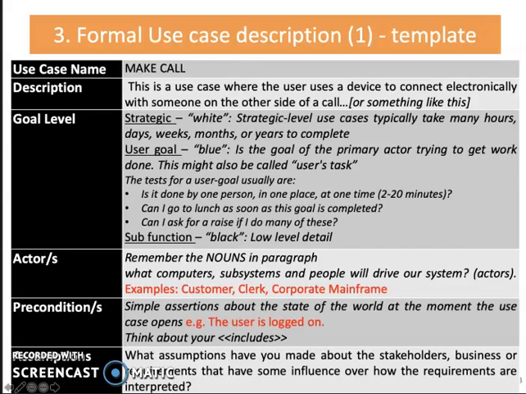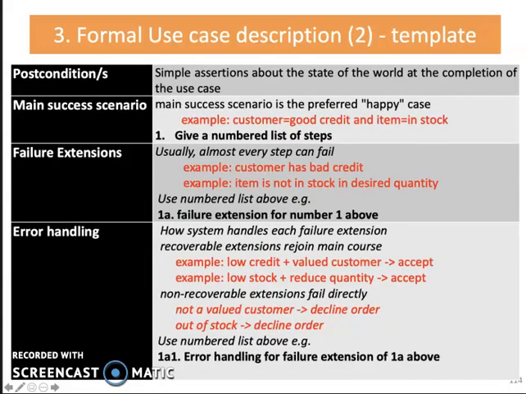So looking at the template again, you would need to indicate for make a call what level is the goal. You won't write all three, you will choose and you will say which one it is. Then you need to write the actors, then you need to write the preconditions, and the preconditions are basically assertions of what the state of the world is at the time when you want to start using this goal. So for example, the user must be logged in, the user must have money or something like that. Then you have assumptions of what you think needs to be in place.